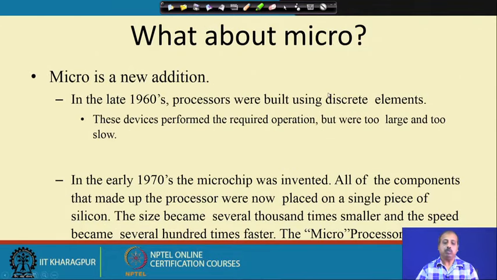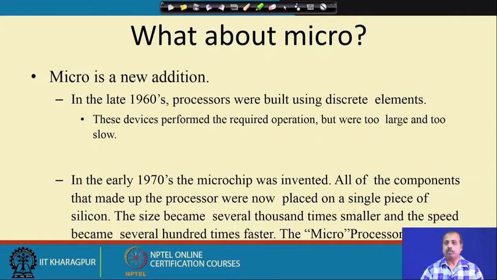What about micro? Microprocessors are an addition, in fact you can say from the late 1960s. Processors were built using discrete elements. As I was telling, I can have these separate registers clubbed together into one block, and then have the controller designed separately. I can have the instruction fetch unit, which fetches instructions from memory, separately. That way I can have different processors, I can have the ALU separate.